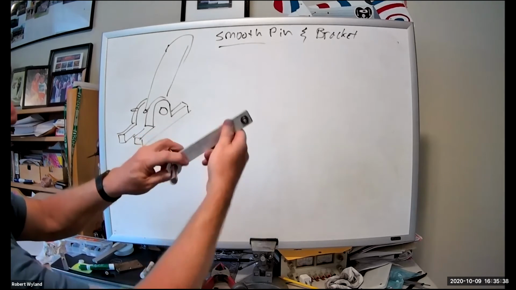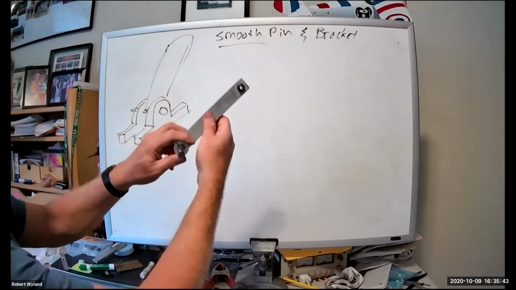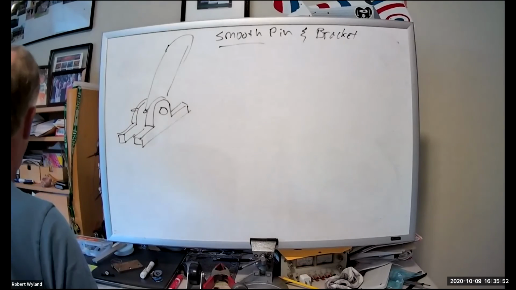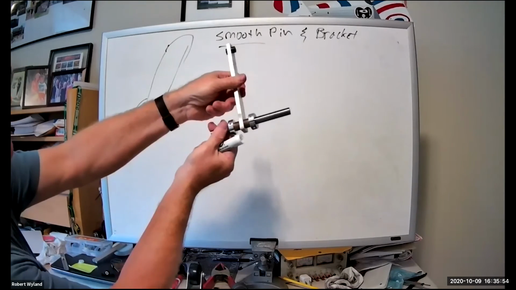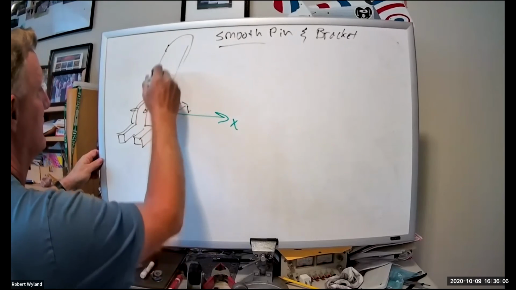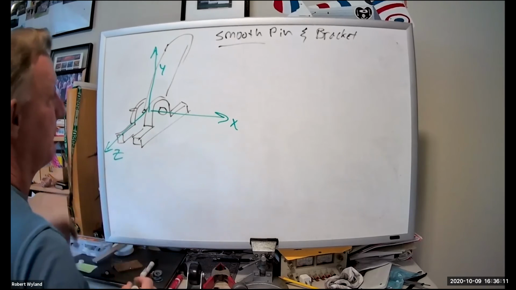We can't rotate this way. We can't rotate this way. I can't push in any of the directions. So let's draw. Would we say the pin can move in X? Can the pin slide in and out? The reason that it's called a bracket is that it gets bracketed so that it can't move. Again, this is X, Y, Z.